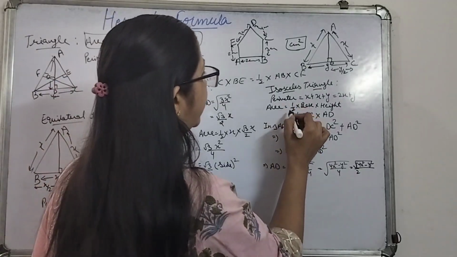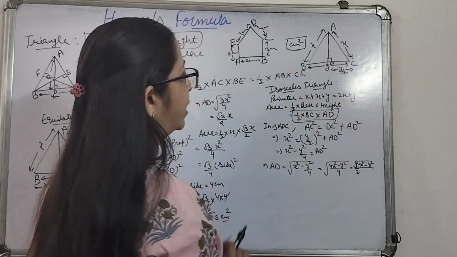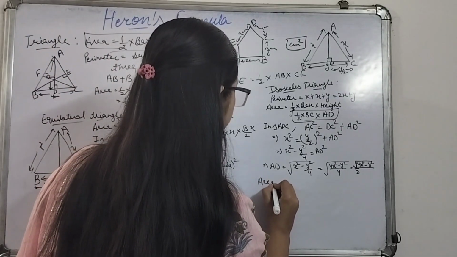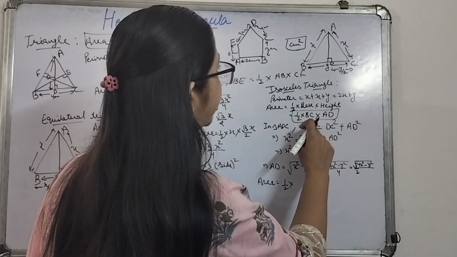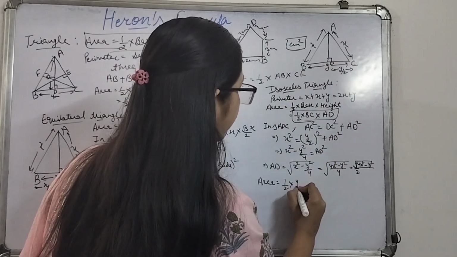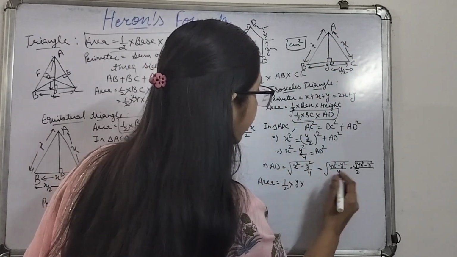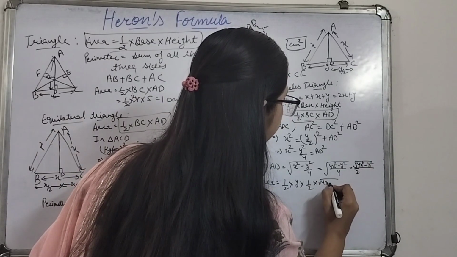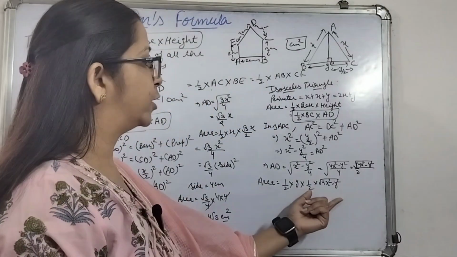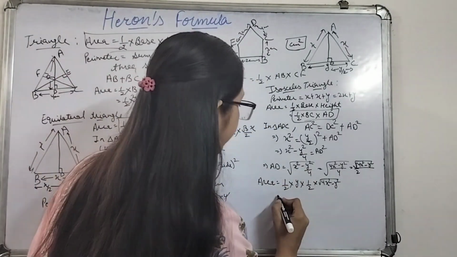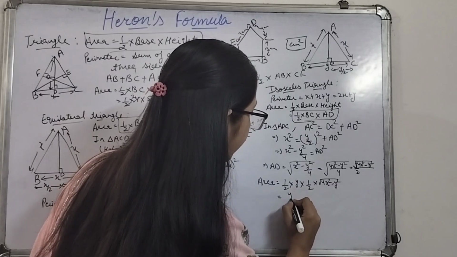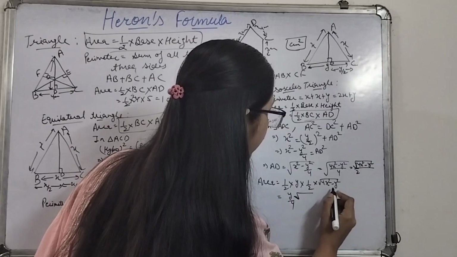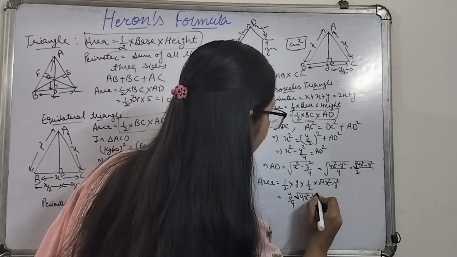Now we have just seen that the area of this triangle will be 1 upon 2 into BC into AD. So the area will be 1 upon 2 into base BC, that is y, into AD. Just now we have seen that the value of AD is 1 upon 2 into the square root of 4x square minus y square. This is the value of the height AD. If we solve it further, the numerator over here is y, and the denominator is 2 multiplied by 2, which will be 4, multiplied by the root of 4x square minus y square.